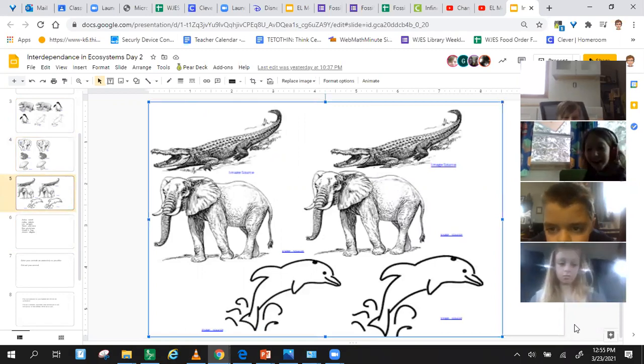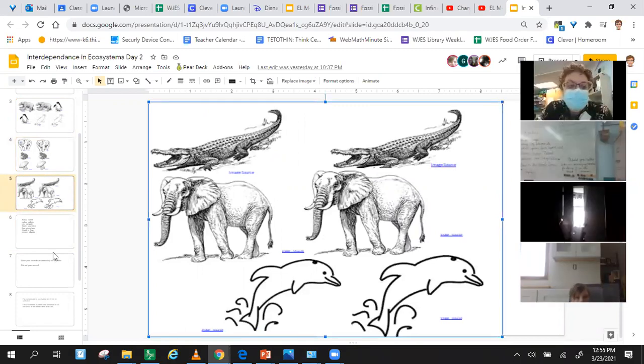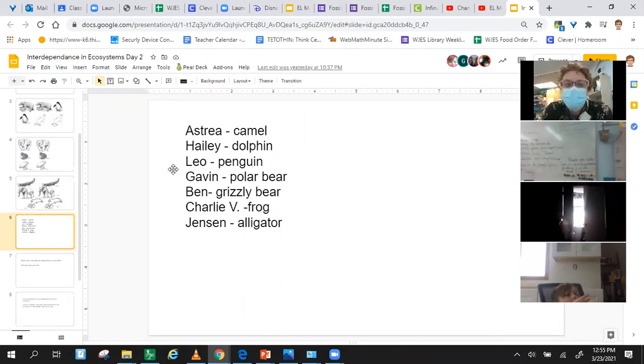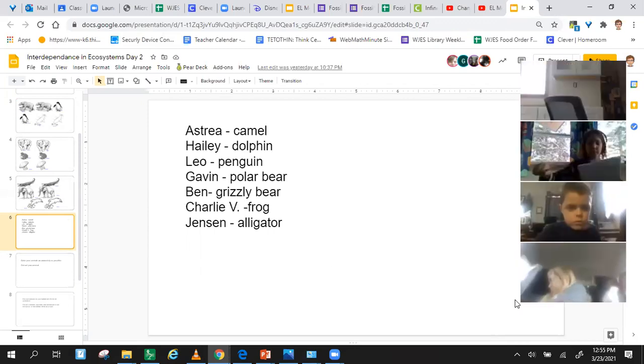So you're going to draw your animal and color it. I'm going to leave up the instructions. Here are your choices, but if you open up the assignments, you'll be able to see those slides closer. Mr. Jensen, are you getting going? You've got to get that alligator going. Leo's not here, and Charlie's not here for his frog, but do the best you can, my friends, okay? We only have about 5 minutes, so just do the best you can.